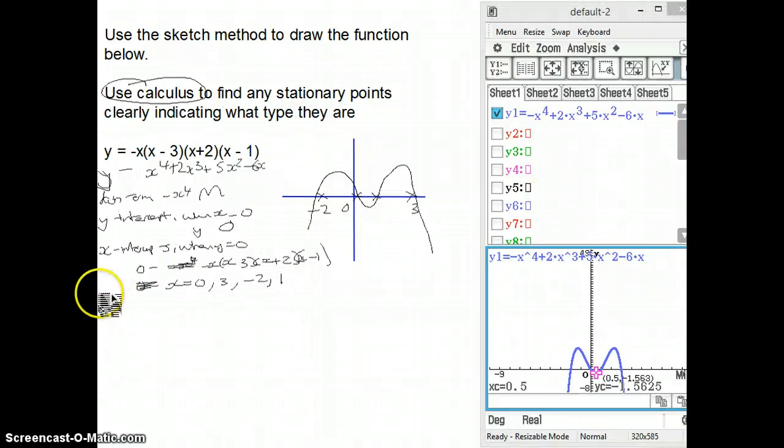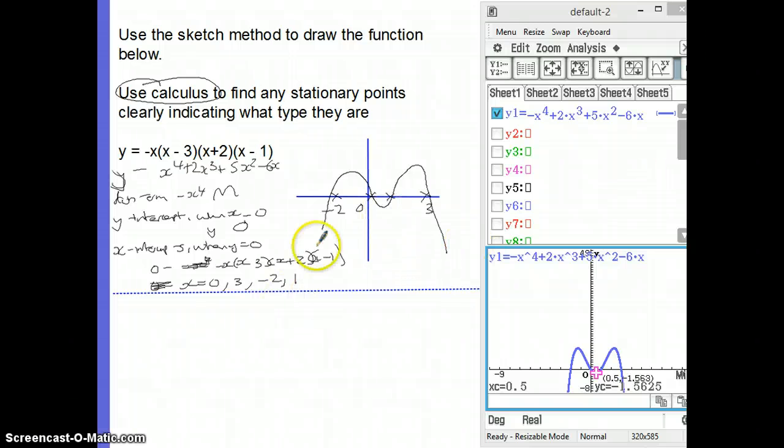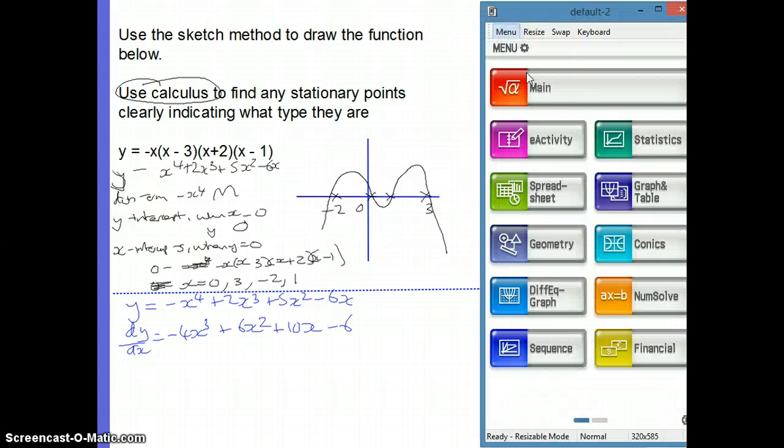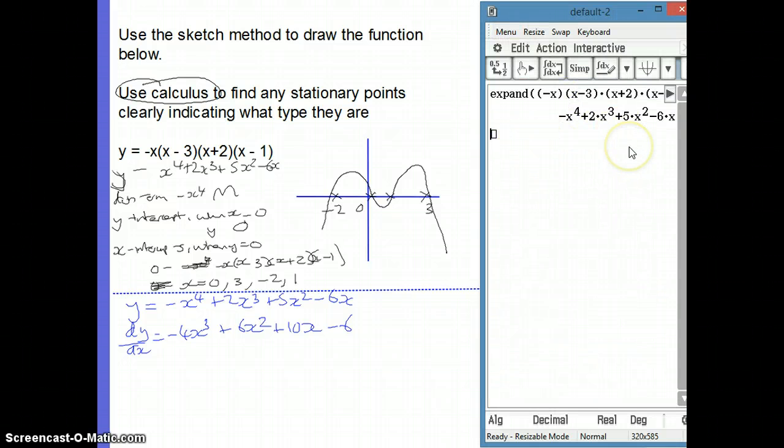Okay, so in order to use calculus to find the turning points, the first thing we're going to have to do is take our function y equals negative x to the 4 plus 2x cubed plus 5x squared minus 6x and differentiate it. So we'll find dy by dx, which is negative 4x cubed plus 6x squared plus 10x minus 6. You can, of course, use your calculator to do that. Remember, it will differentiate nicely anything that has nice integer values, but for anything that's not so nice, really you want to be differentiating it yourself.